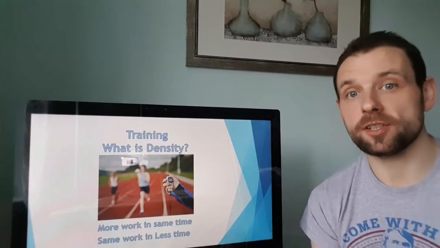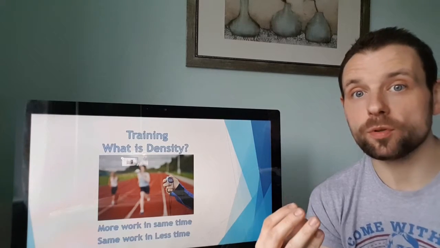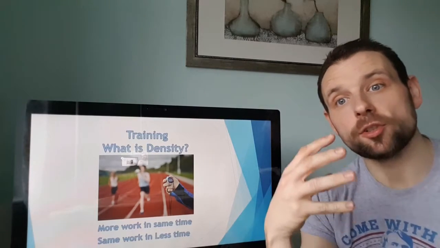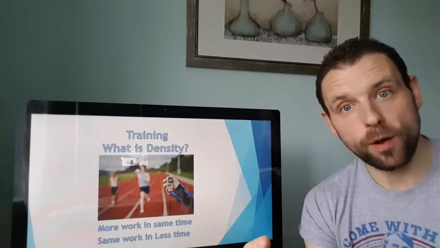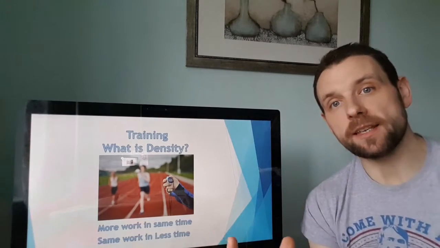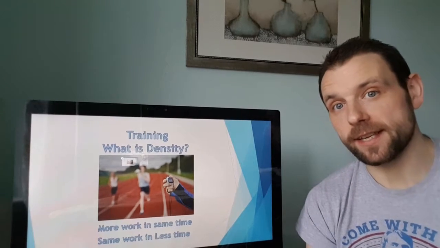In terms of strength and conditioning, in terms of training, there's 2 ways to record your density. Generally speaking, you can do more work in the same amount of time, or you can do the same amount of work in less time. Both will achieve the level of increasing density over time.